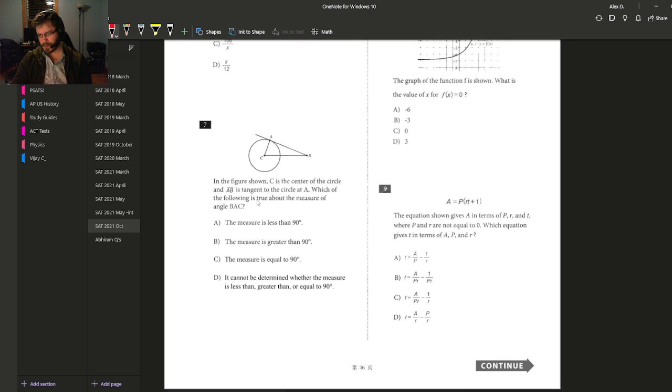Which of the following is true about the measure of BAC? Okay, BAC, they say it's tangent, so that tells us that that's 90 degrees. So what is true of BAC? It's less than 90, or it's equal to 90? Greater than 90? No, it's equal to 90. Cannot be determined. No, the word tangent, they're basically just testing on the definition of the word tangent here. Tangent means that it's equal to 90. Easy as that.